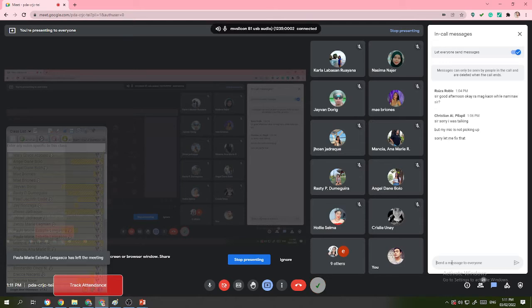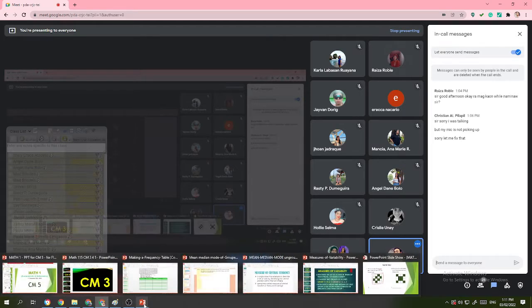Section Oak, Section Fervent. Do you hear me, by the way? I got cut off earlier. Oh, sorry about that. Okay, let's continue.